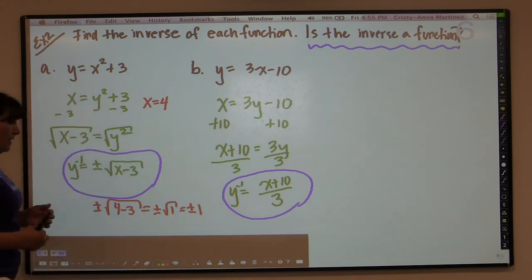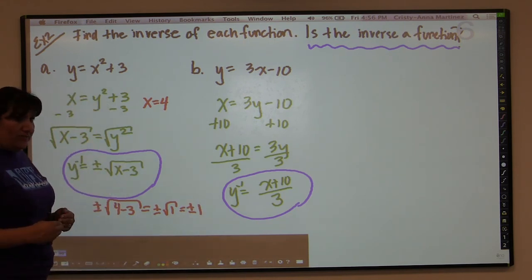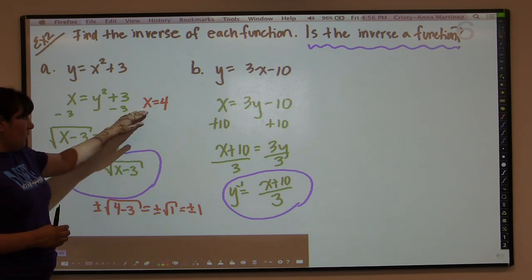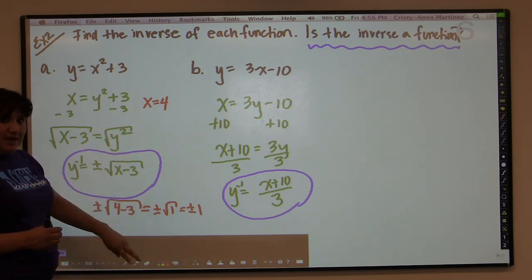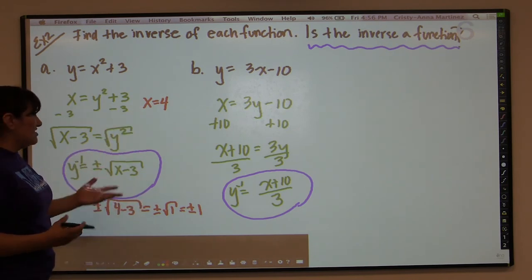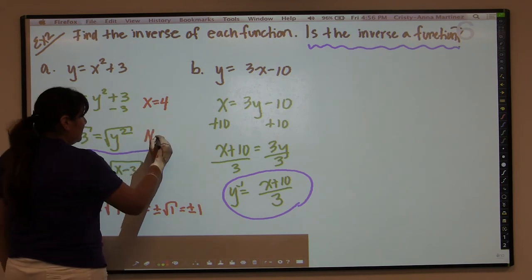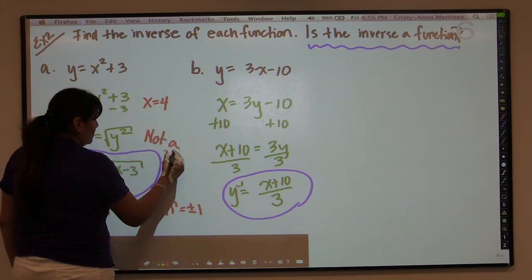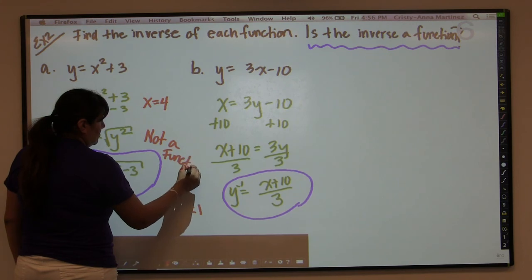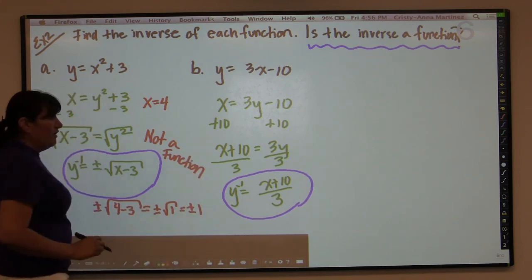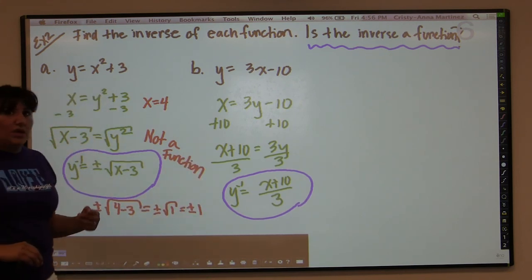So when I ask you how many y values are possible when x is 4, the answer is 2. When x is 4, I can get positive 1 or I can get negative 1. Well, because of that, this is not a function. It is the inverse, but it's not a function. Okay? A function is when you put in an x value, you can only get one y value.